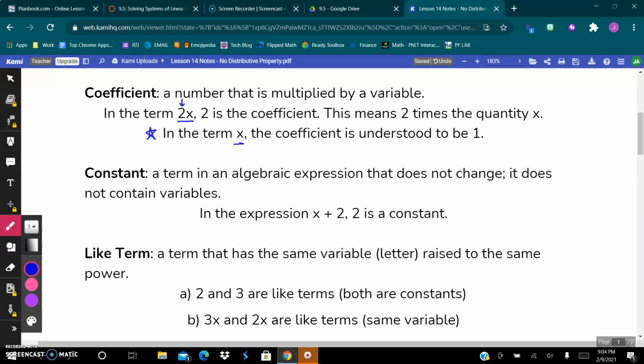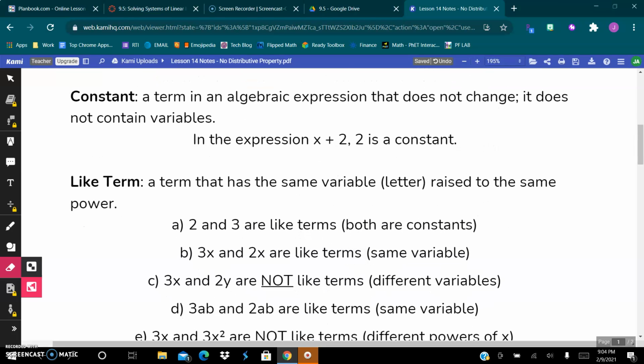This one is important here in the term x. So if you just have an x, maybe a y or a z or whatever letter, if it's just an x with no number in front, no coefficient, that means it's 1. That is a 1x. So we don't write that, but you need to remember that it is a 1 because it's going to be very helpful to you.